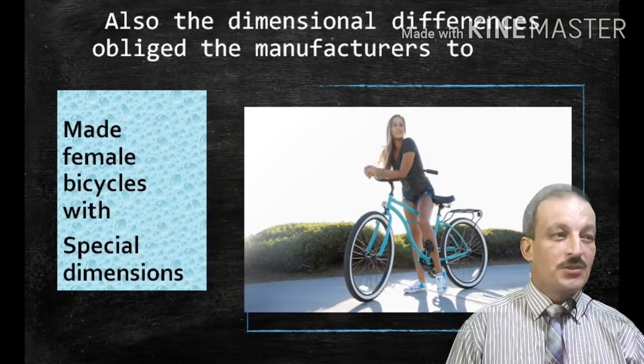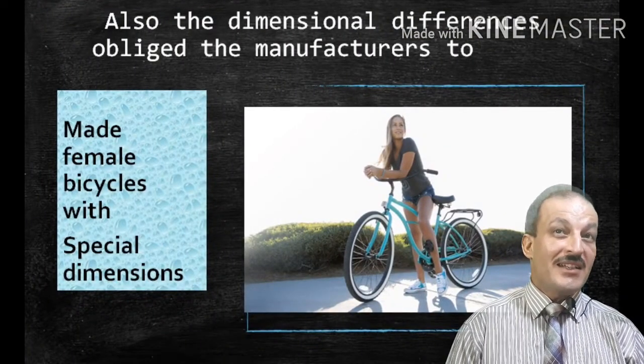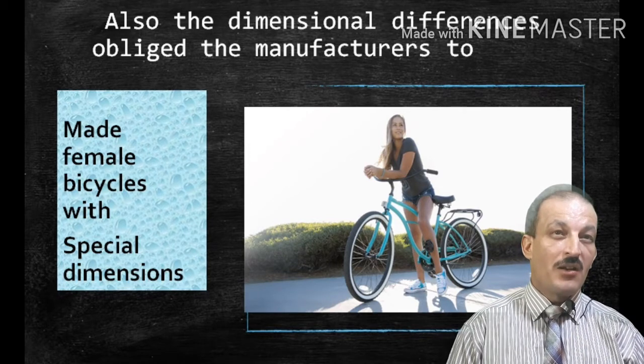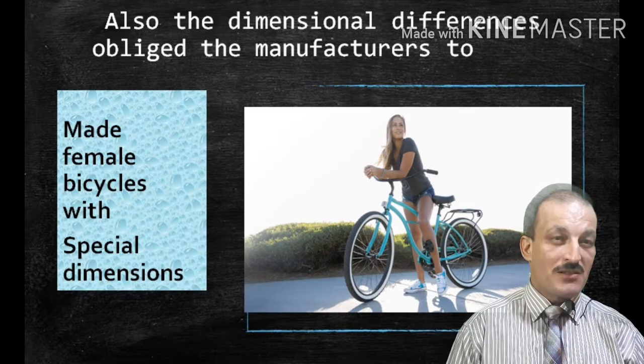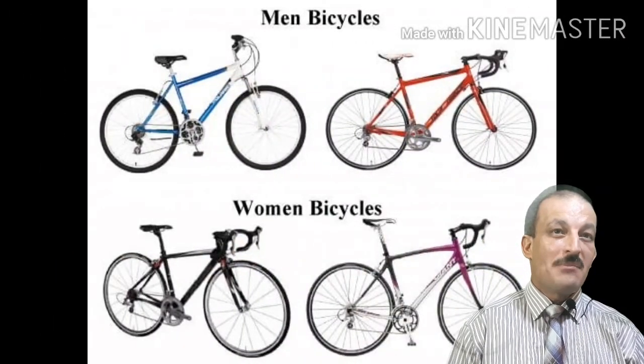And I want you to realize that the dimensional, skeletal, or musculoskeletal differences between the male and female oblige manufacturers to make female bicycles with special dimensions, as you could see in this figure.